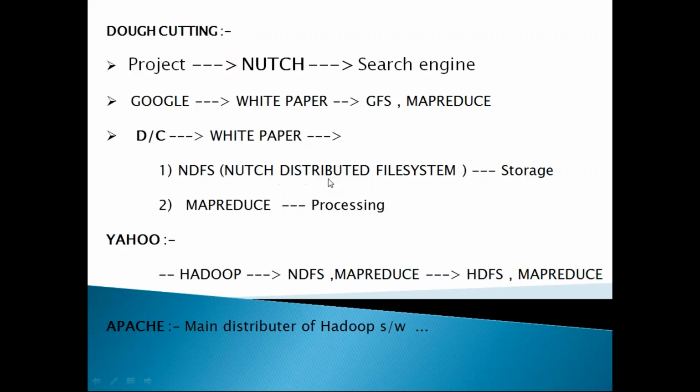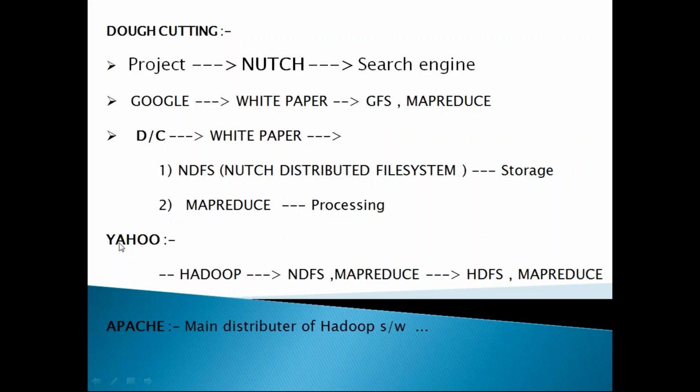NDFS stands for Nutch Distributed File System, which is used for storage, and it is similar to GFS. How GFS works, NDFS also works the same way. And for processing, he introduced MapReduce. So one component is for storage and one component is for processing. These are the two separate components we have.